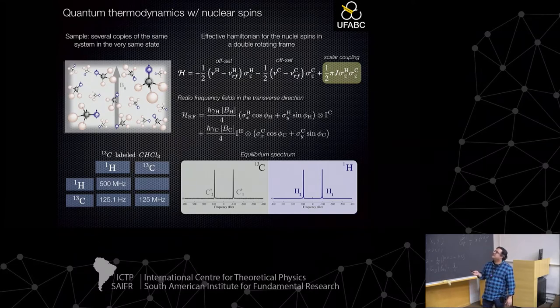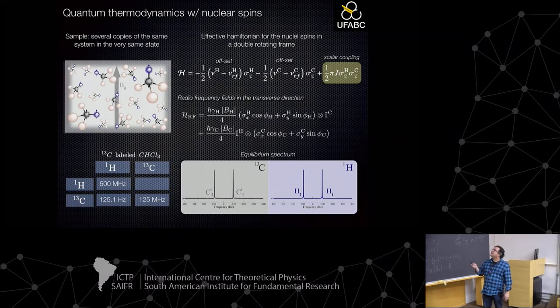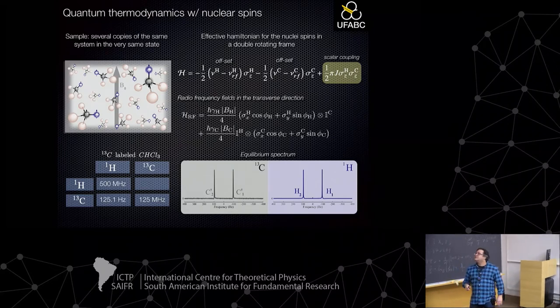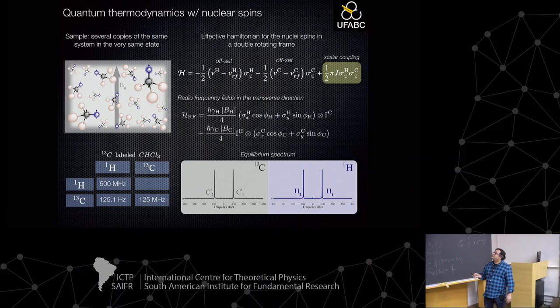We can pulse the system in resonance or off resonance with the natural frequency of the hydrogen or the carbon. And we also have this interaction term, which is a kind of scalar coupling, like an Ising Hamiltonian, between the hydrogen and the carbon. This is effective, mediated by the chemical bond. This is not a direct interaction between the two dipoles. And we can also switch on and switch off magnetic fields.